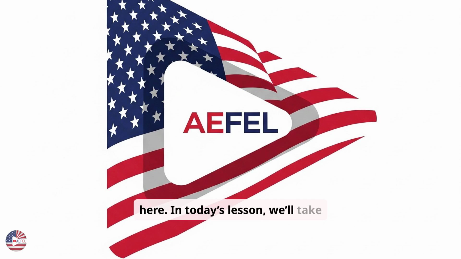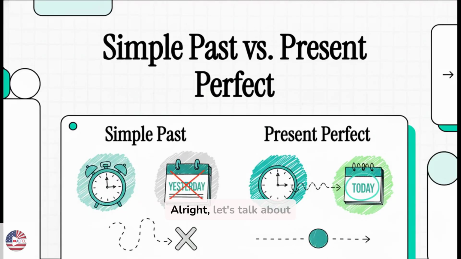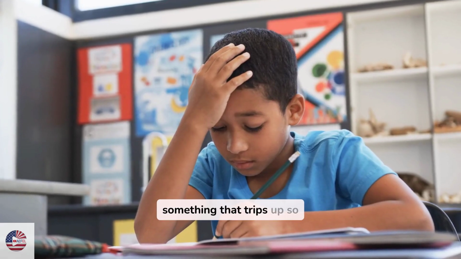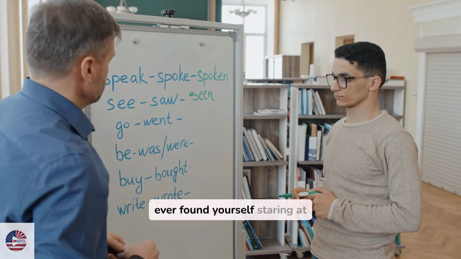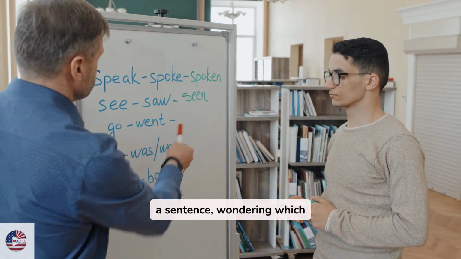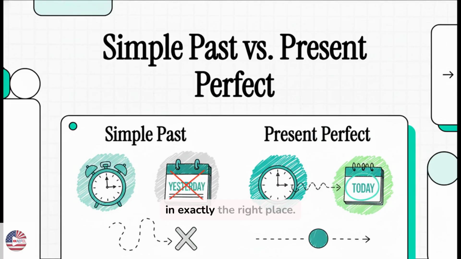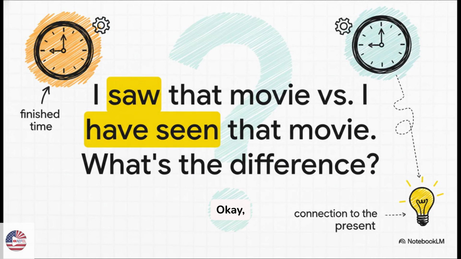In today's lesson, we'll take another step toward improving your English skills with practical examples and easy-to-follow explanations. Let's get started. All right, let's talk about something that trips up so many English learners, the simple past versus the present perfect. If you've ever found yourself staring at a sentence, wondering which one to use, you are in exactly the right place. Okay, let's just jump right in with a perfect example.